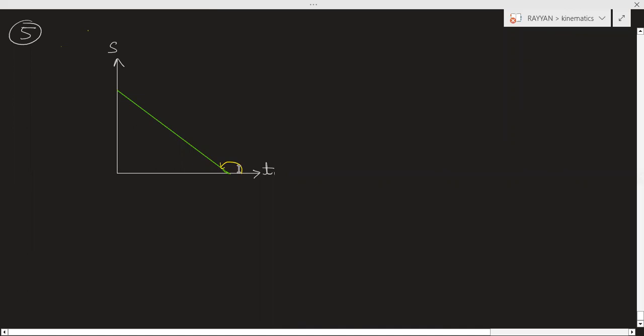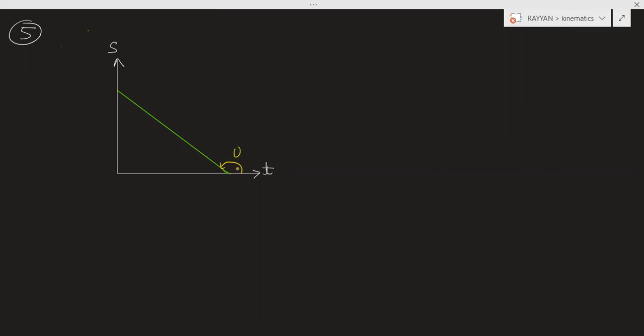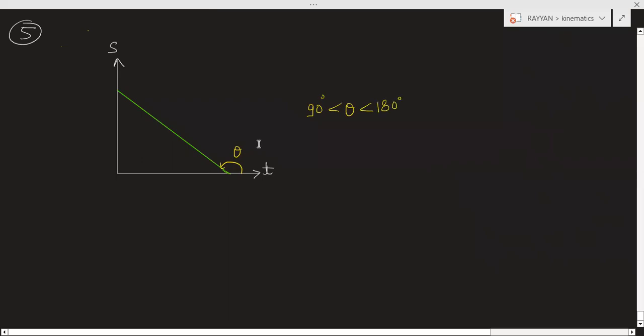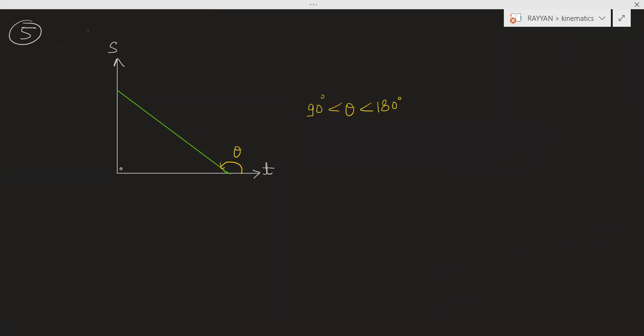If this angle is theta, so I can say this theta is lying between 90 degree and 180 degree. This theta must be greater than 90 or less than 180 degree. Now, initially, this body has some displacement at t is equal to 0. So we can conclude initially there is some displacement.